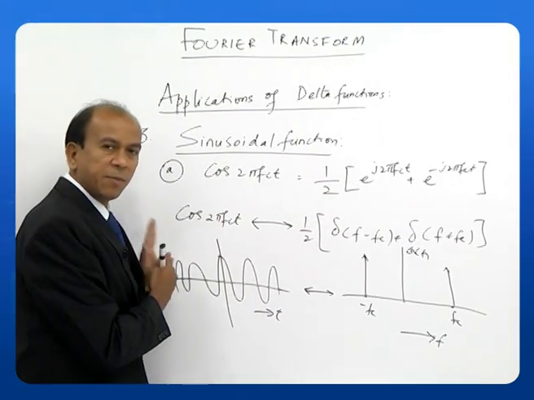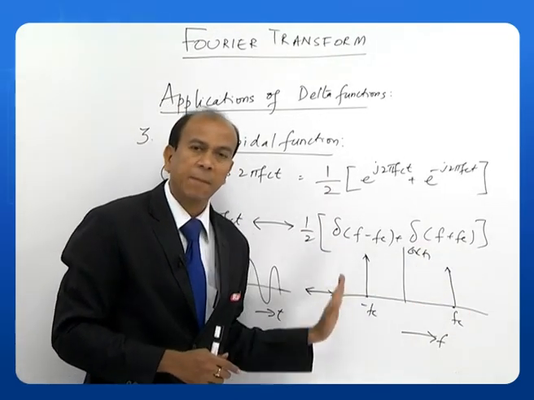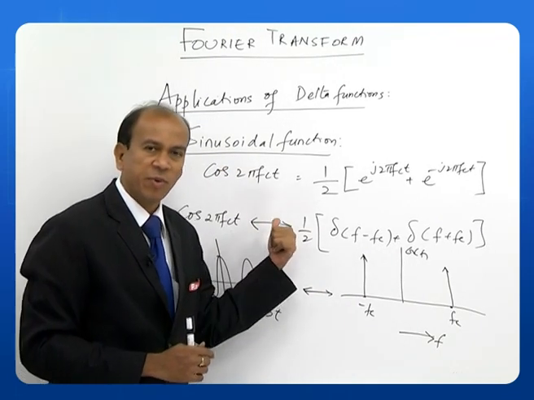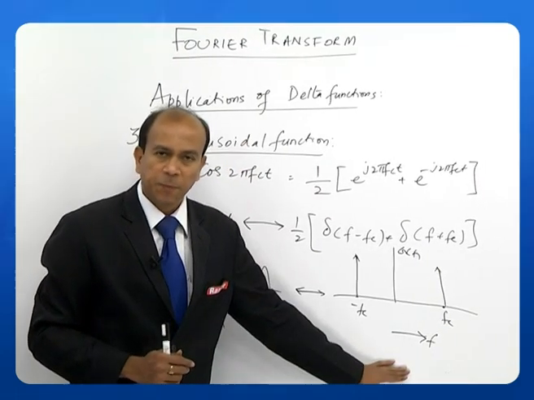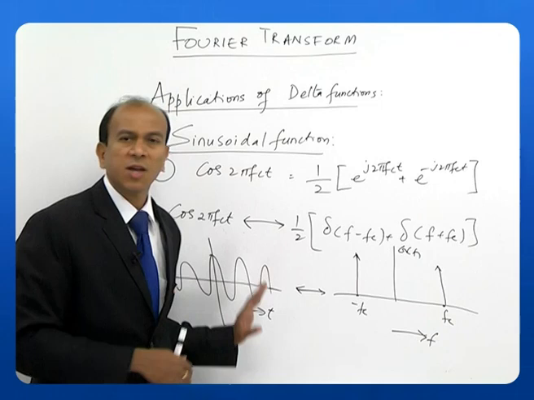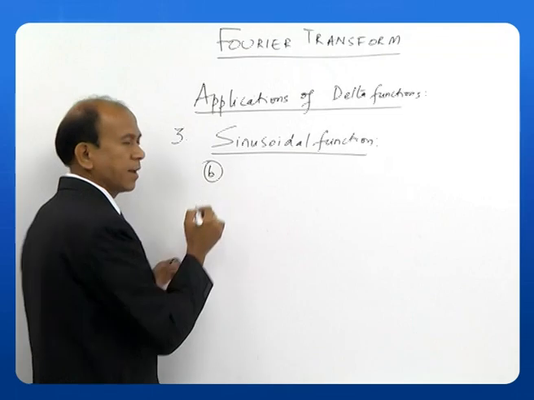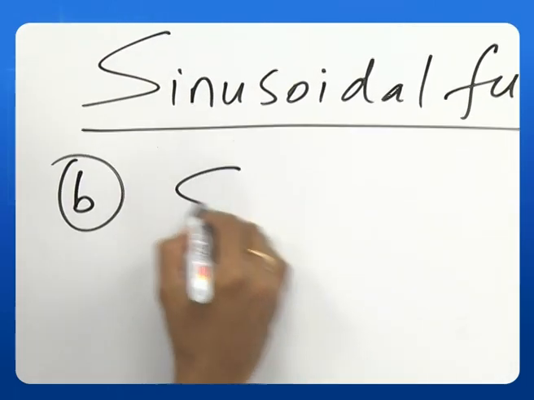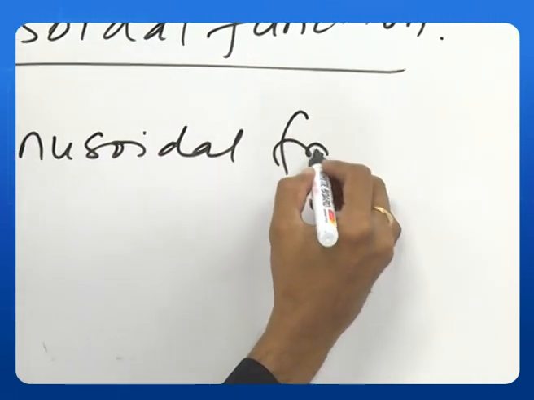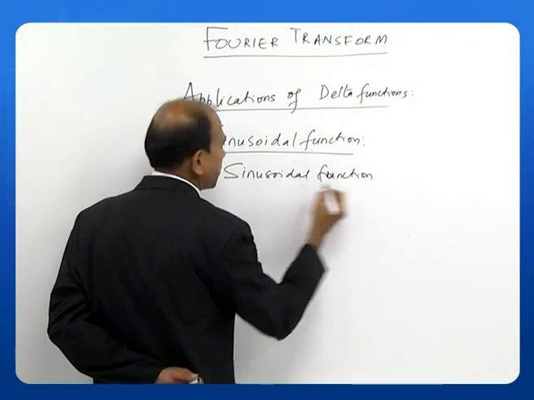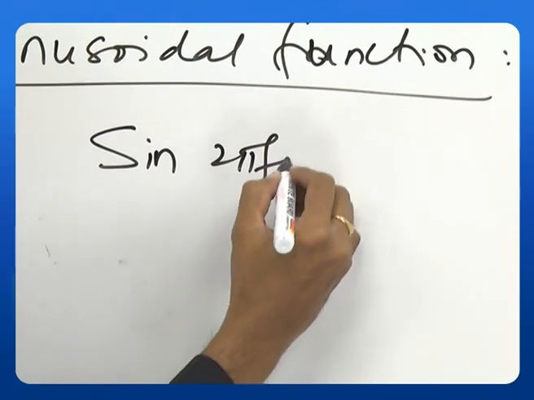So, cosine function in time domain is translated into two delta functions existing at plus fc and minus fc for a function which is cos 2 pi fct. So, this is the Fourier transform in the frequency domain. I repeat, this is the Fourier transform of a cosine function. Similarly, let us look at a sinusoidal function. Second, that is sine 2 pi fct.